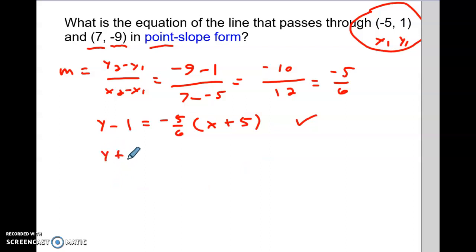If you'd used the other point, it would look really similar. It would just be y plus 9, same slope, and then x minus 7. And that would be the same equation as the previous one.